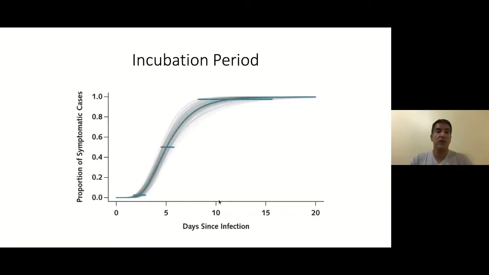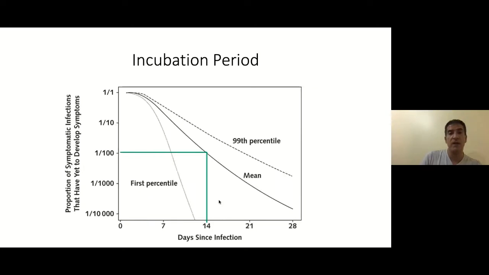Once infected, usually the incubation period is around 5.3 days, ranging from 2 to 12. What does that mean? That means that by day 14, 99% of those who are infected will develop symptoms. And actually, this is the basis behind the recommended quarantine period of 2 weeks.